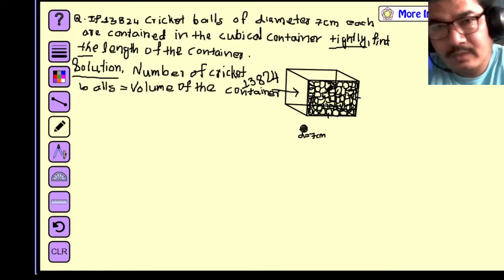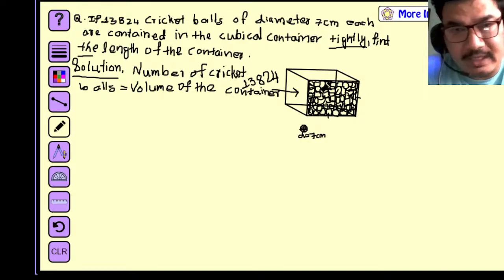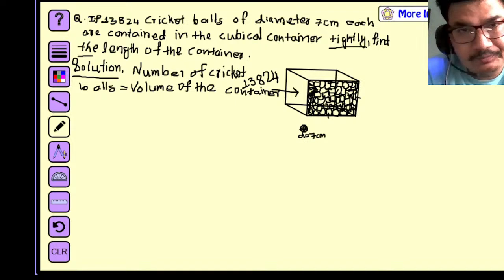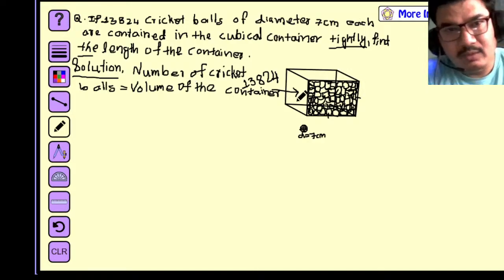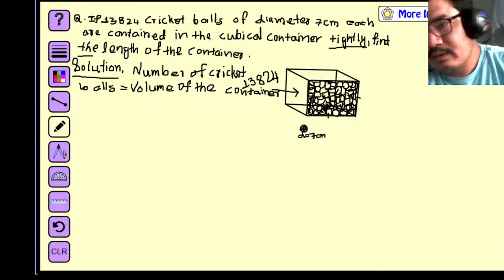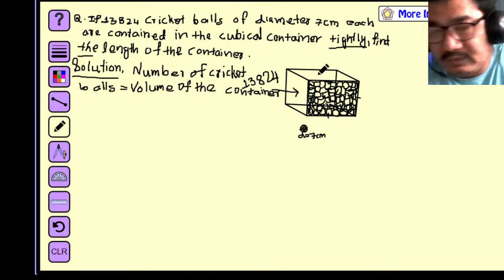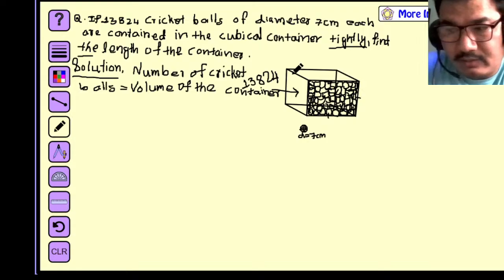Okay, because these balls are kept so tightly, that's why how many balls are kept inside this cubical container, that will be the volume of the container. Number of cricket balls equals to volume of the cubical container. This one, volume of the container, right? This is the main point here.